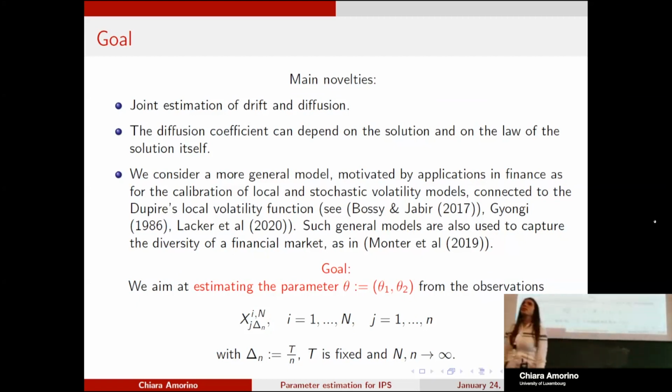And why is that important? Because there are a lot of applications, especially in finance, to the case where the diffusion coefficient is general, especially when you want to calibrate the parameters in a model where the market has a smile. So we start from our discrete observation of the interacting particle system until a time t, which is fixed, and we want to estimate θ1 and θ2.